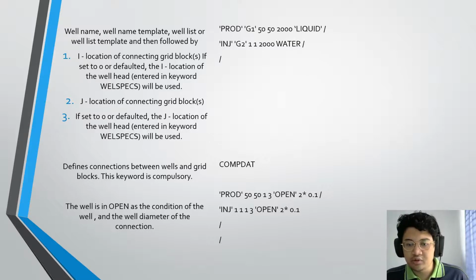Next, the coding continues with COMPDAT, which defines the connection between wells and grid blocks. This keyword is compulsory to the coding. Next, the parameters of the well are stated, which is that the well is in open condition, and then the diameter of the well and the connection is stated in the coding.